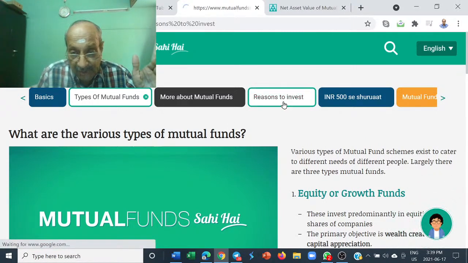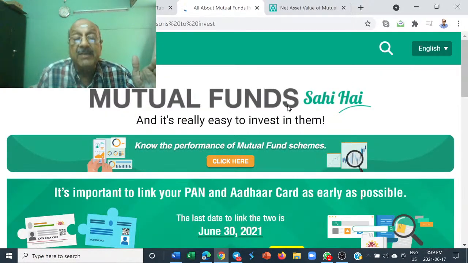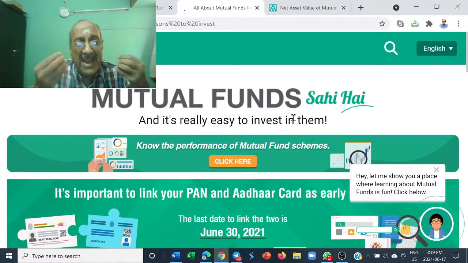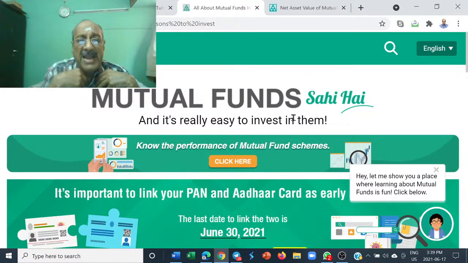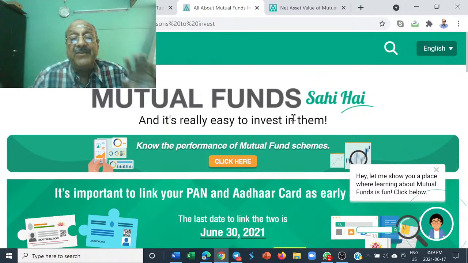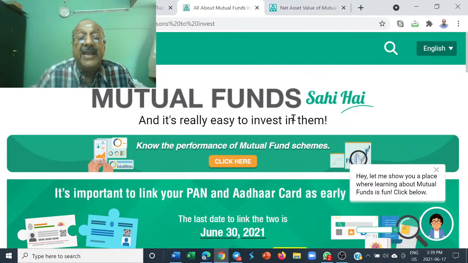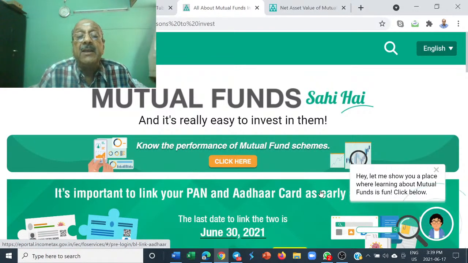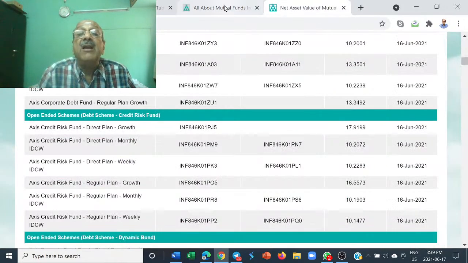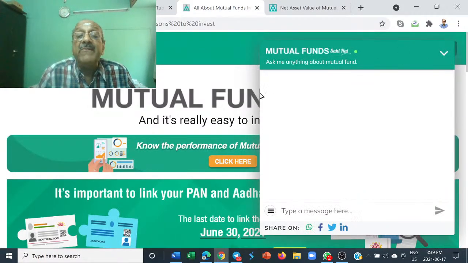Then the reason to invest is that possibly with mutual funds you may get a higher return, but my experience had been the reverse. I was always getting less than a fixed deposit. That's a different thing. It is important to link your PAN and Aadhaar card early. To know the performance of mutual fund schemes, you can click and see which fund is doing very well and then invest money.